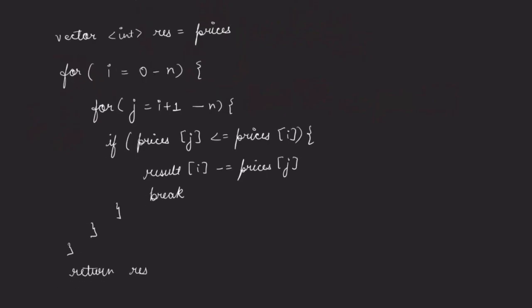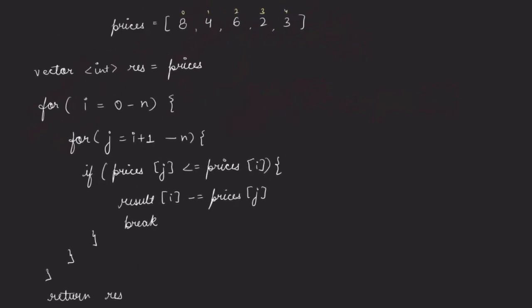And at the end, we can return this result, right? So see, what are we doing here? First, we created a resultant array. So this will look like 8, 4, 6, 2, 3. What are the indexes? 0, 1, 2, 3, 4, right? So firstly, i is going from 0 till n, so initially i will be 0 and j will start from 1 till n.